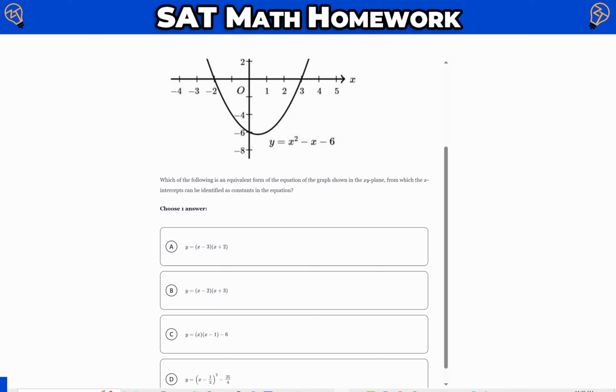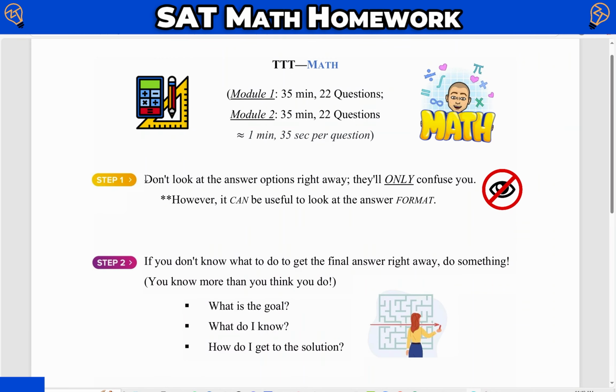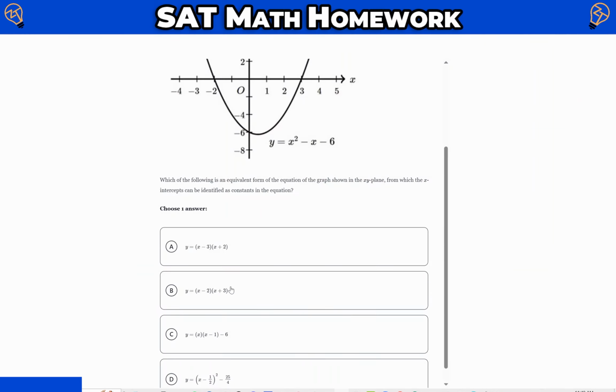Now, keep in mind something that we consistently come back to from my triple T document, the Tom's Testing Tips for the Math section. We say, don't look at the answer options right away, they'll only confuse you. However, it can be useful to look at the answer format. And here, that's a great example of where we're seeing that originally they give us this equation in what we call standard form for a quadratic function.